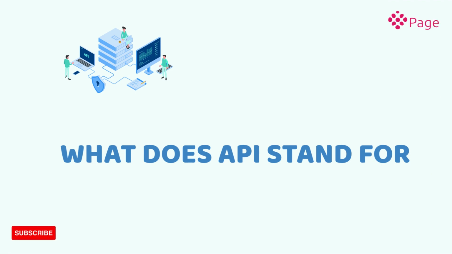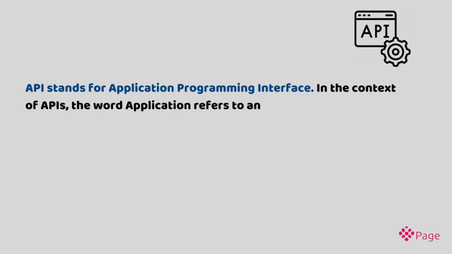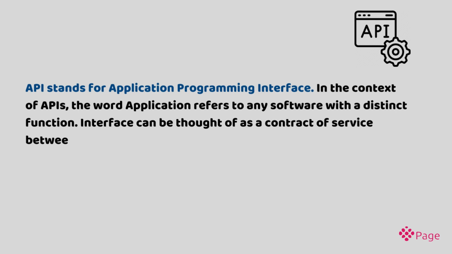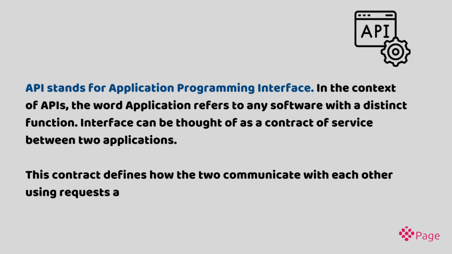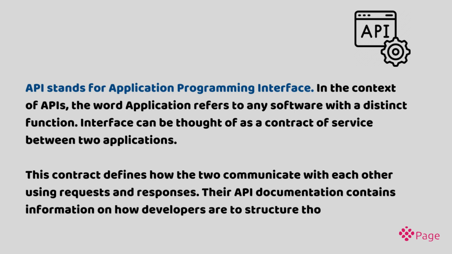What does API stand for? API stands for Application Programming Interface. In the context of APIs, the word application refers to any software with a distinct function. Interface can be thought of as a contract of service between two applications. This contract defines how the two communicate with each other using requests and responses. Their API documentation contains information on how developers are to structure those requests and responses.